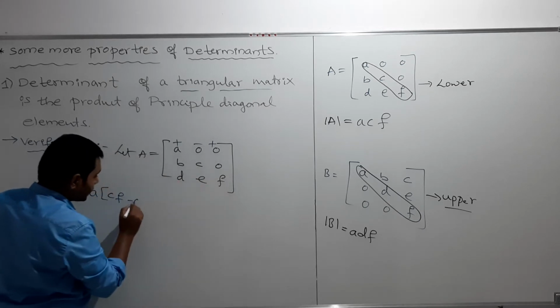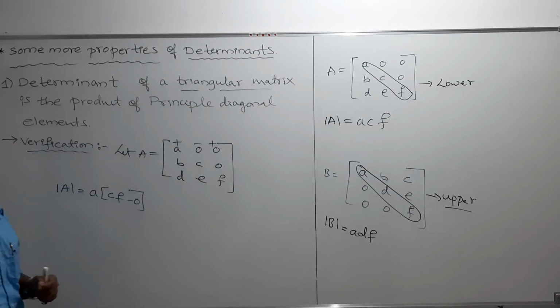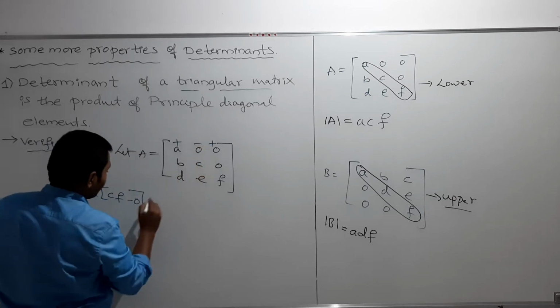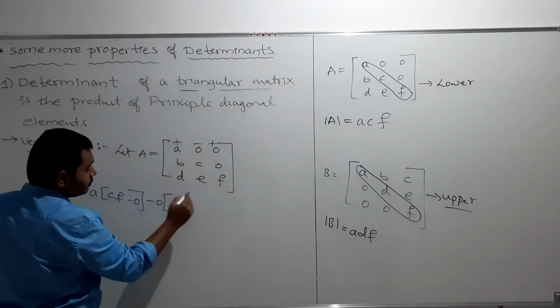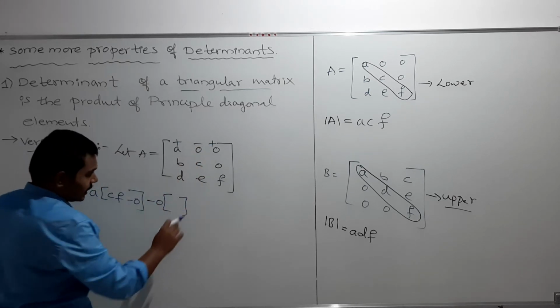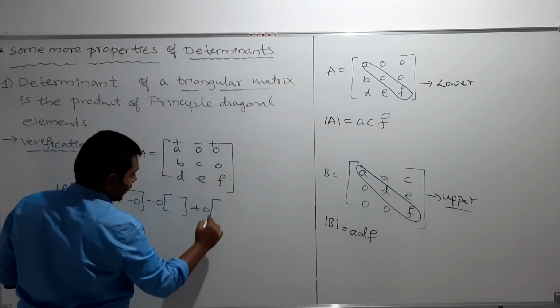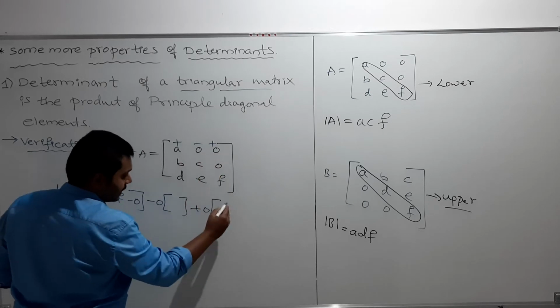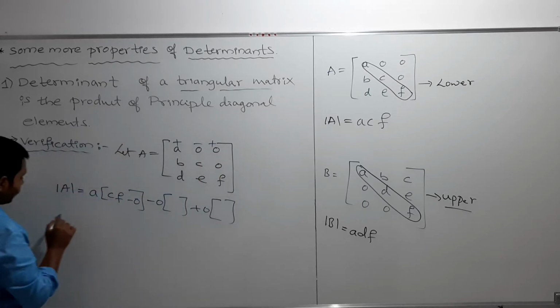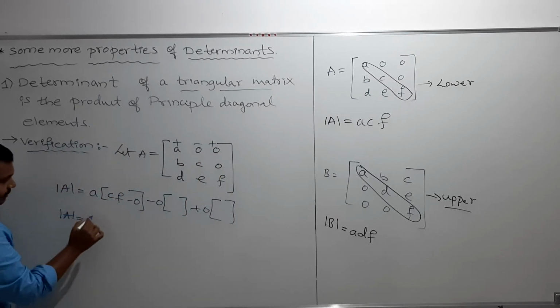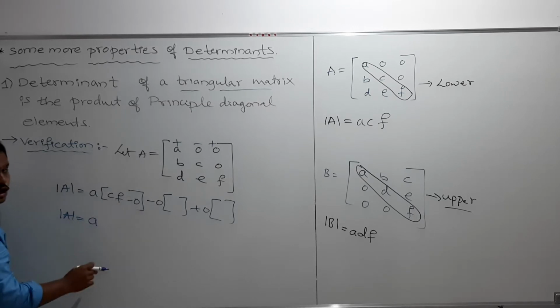minus E into 0 is 0. Clear? And next minus 0 into 0, into anything is 0 only. So leave this one. And again plus 0 into, again here my students, 0 into anything is 0 itself. Clear? So ultimately we are getting determinant of A is equals to CF minus 0, which is CF.